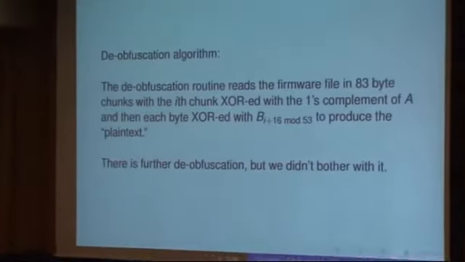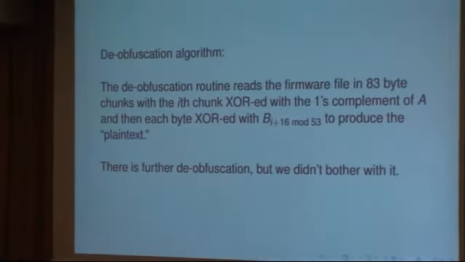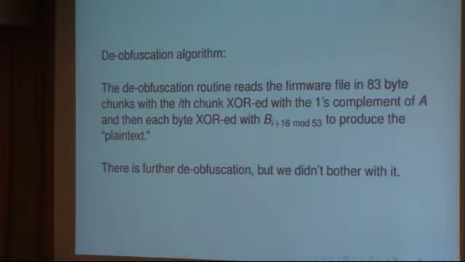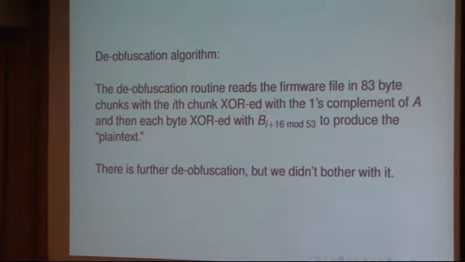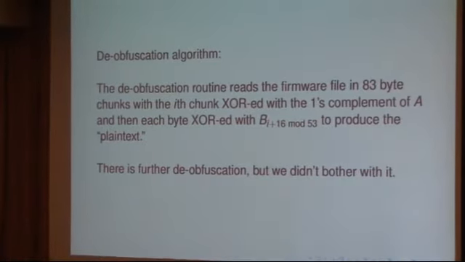Okay, so let's take a quick look at how Apple did the obfuscation. It's just terribly done. It's just hilarious. So let A be this 83-byte sequence, and let B be this 53-byte sequence. Then this is what the de-obfuscation algorithm starts off with. It reads the firmware image file in 83-byte blocks, and then it does this thing. And then it does further stuff. This is not cryptographic, obviously.